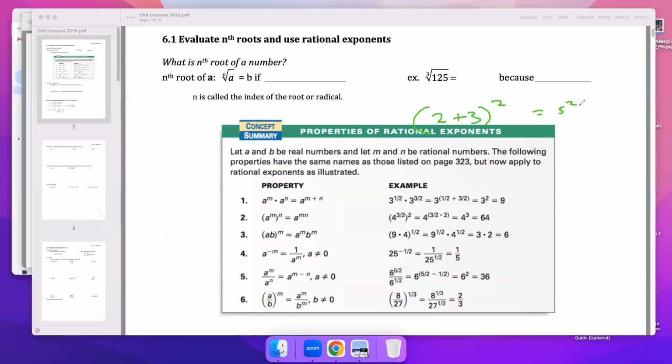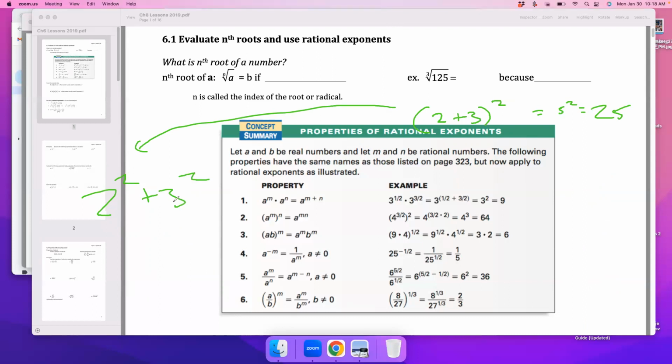Well, 5 squared, which is 25. Good. What some students will do, I hope you guys don't do this, is they'll do 2 squared plus 3 squared. If there's a multiplication in between, you could do that. If you had 2 times 3 inside squared, you could do 2 squared times 3 squared. Yes, that's right, Liz, you could do that. But in this case, you get a different answer, right? You get 4 plus 9, which is 13.